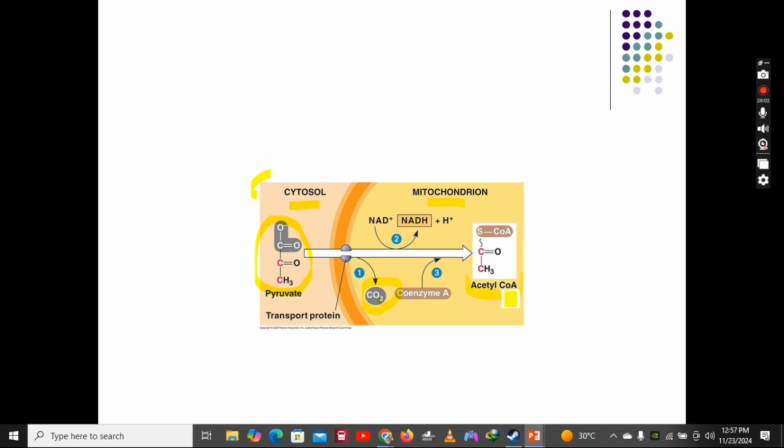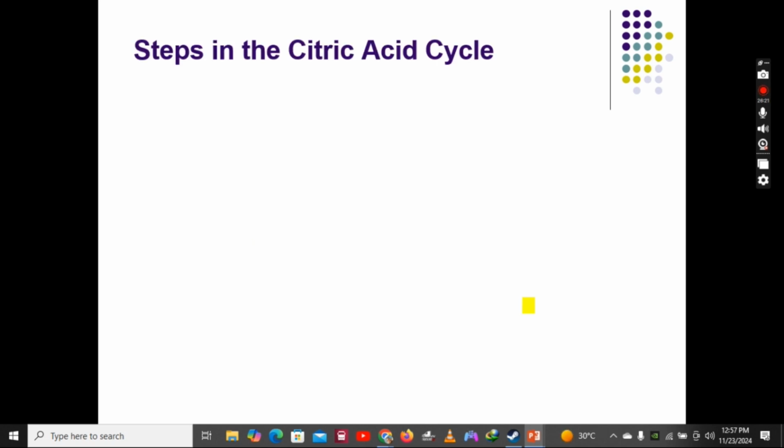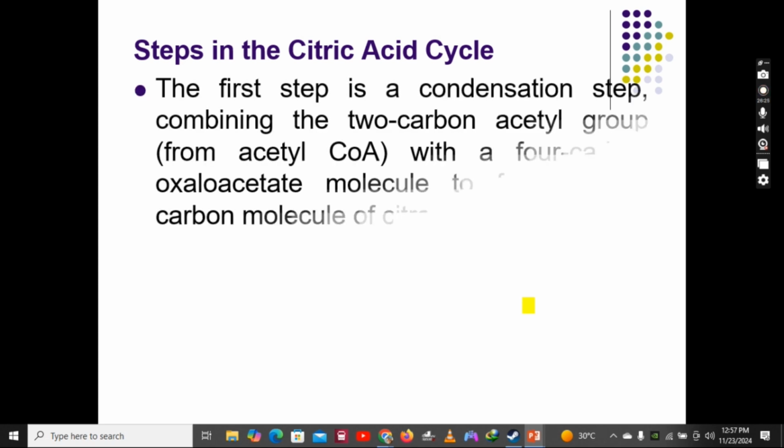Then the acetate molecule, once it combines with the acetyl-CoA, the citrate will be produced and the process continues. That's the citric acid cycle. Let's move. So let's look at the steps now.